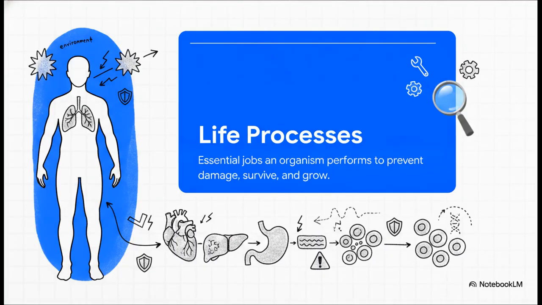Simply put, living in a dynamic, ever-changing environment causes constant wear and tear on our bodies. We are these incredibly highly organized structures, made of organ systems, organs, tissues, and cells. And because the outside world is constantly threatening to break this delicate structure down, our bodies have to act like a 24/7 repair crew. So these vital, non-stop maintenance jobs that prevent damage and allow us to survive and grow, that's exactly what we call life processes.